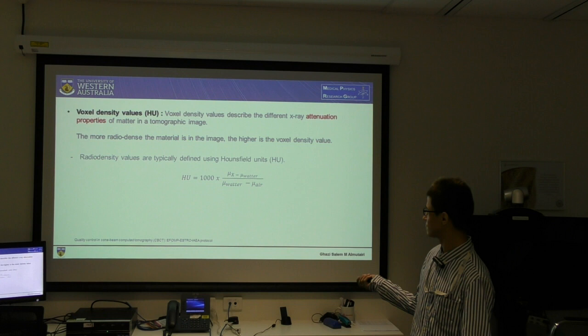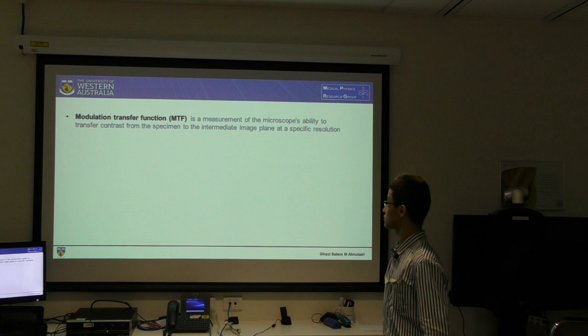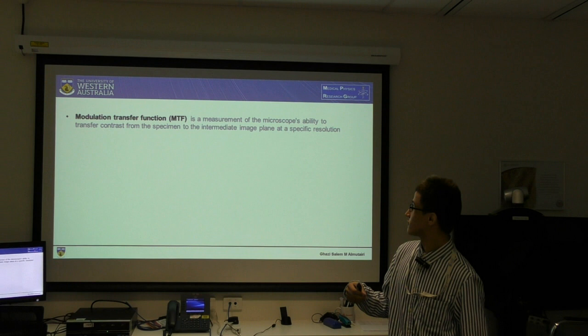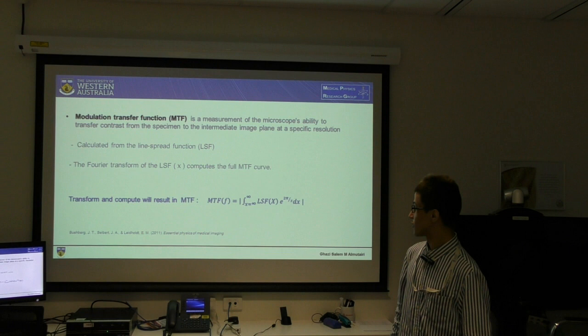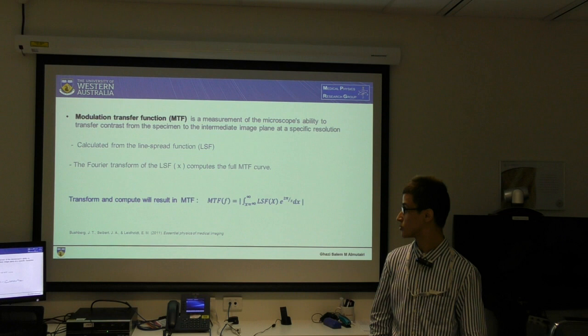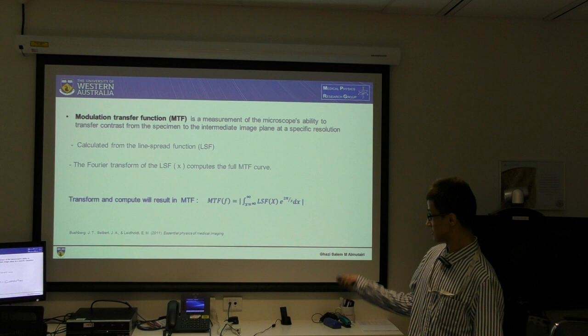Modulation transfer function is a measurement of the microscope's ability to transfer contrast from the specimen to the intermediate image plane at a specific resolution. It can be calculated from the line spread function. The Fourier transform of the line spread function computes the full curve of the modulation transfer function. When you compute it and transform it, we then get the value of the MTF.